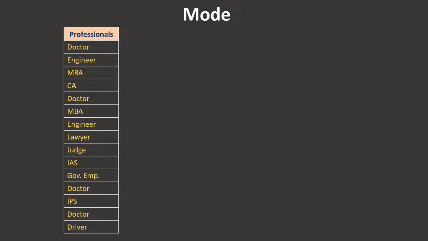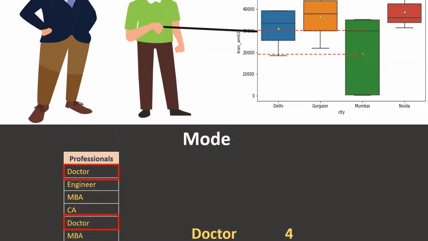Now you need to check what is the mode of professionals, right? Which sort of professionals are in most number living in your colony? What sort of professionals are appearing most often? So the answer is doctors, because this appears 4 times. The rest of the professions have less occurrences, which is less than 4. That means here in this case the mode value is doctor.